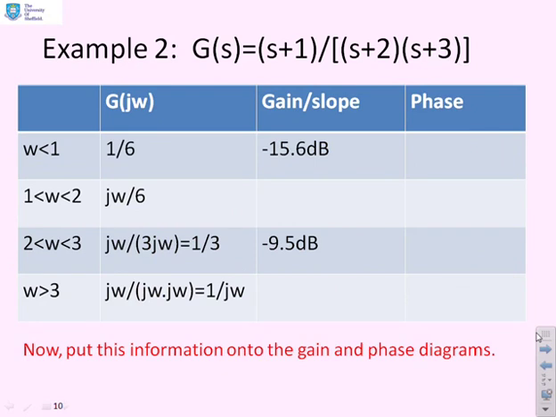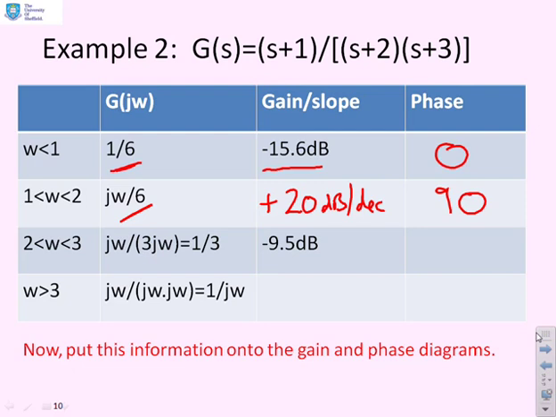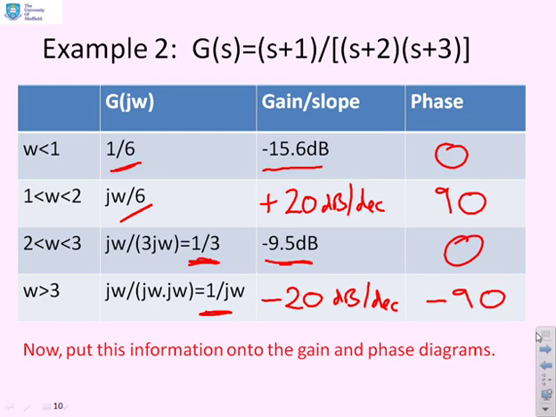So if g of j omega is 1 over 6, then we've got a fixed gain and the phase is 0. If g of j omega is approximately j omega over 6, then we've got a slope of plus 20 decibels per decade and a phase of 90. If it's 1 over 3, it's a constant, minus 9.5 decibels, and a phase of 0. If we've got 1 over j omega, we've got a slope of minus 20 decibels per decade, and a phase of minus 90.